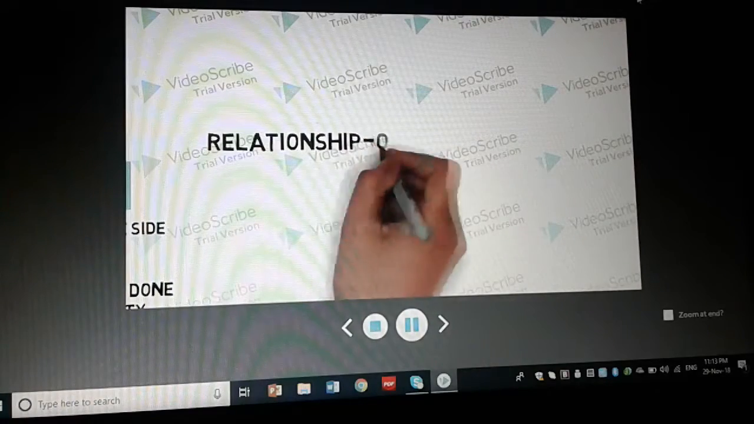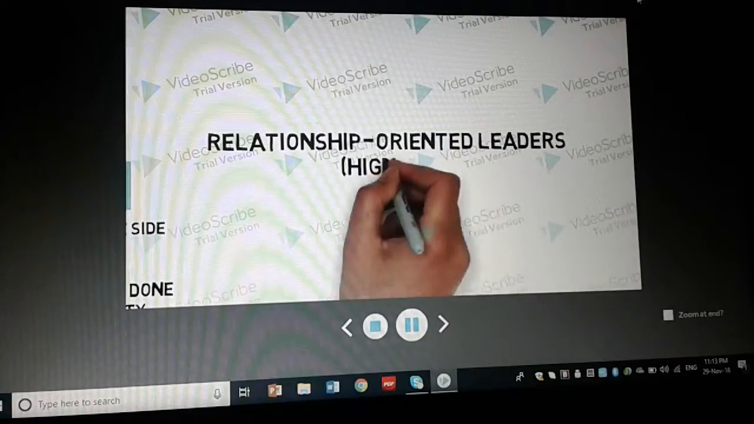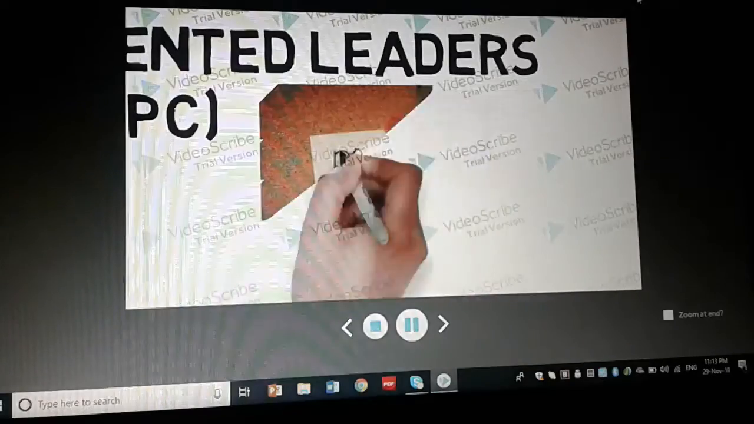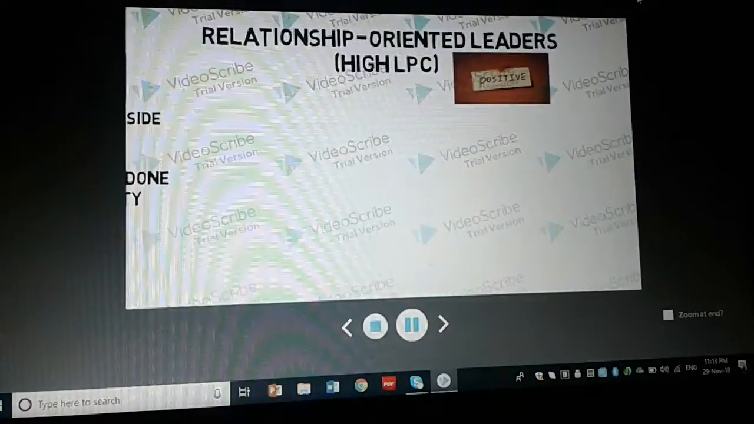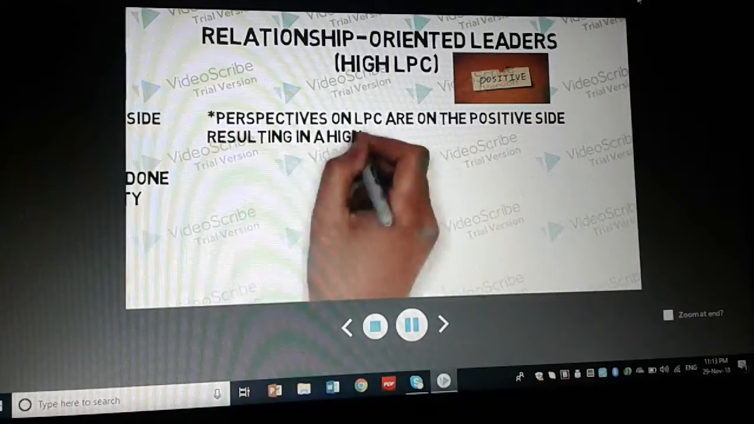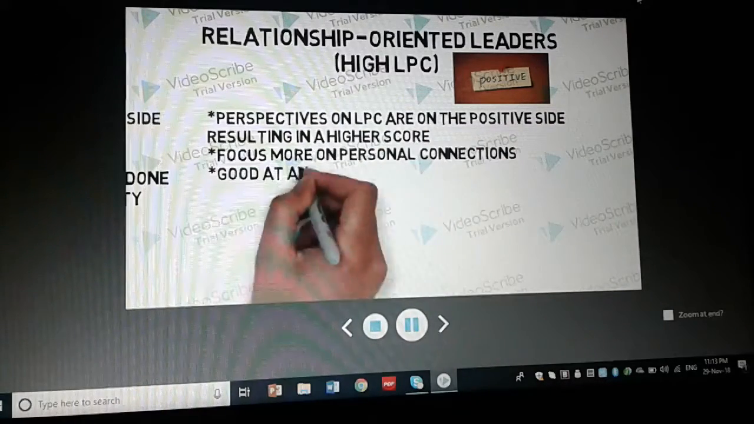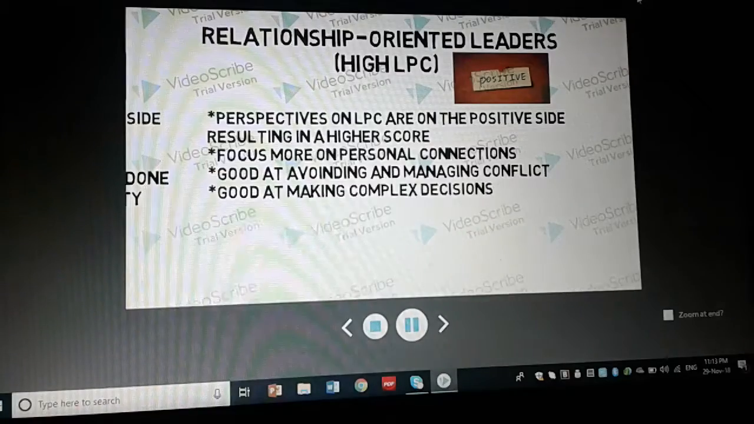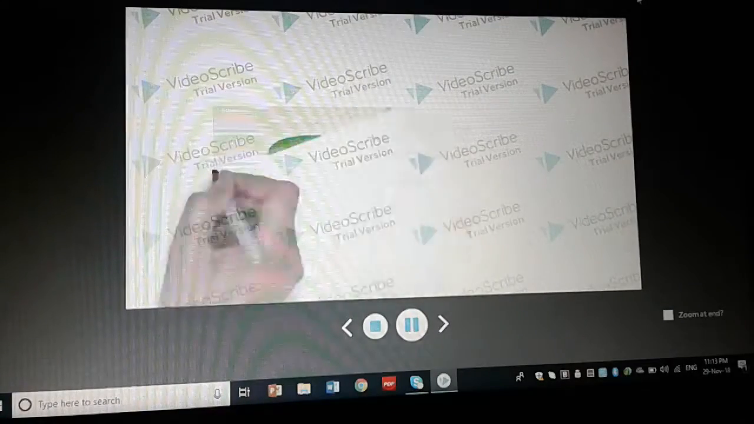On the other hand, the relationship-oriented leaders are high LPC leaders, as per the scale. They view the LPCs more positively, which results in a higher score. These leaders focus more on personal connections and are quite good at avoiding as well as managing conflicts. They're also very good at making complex decisions.